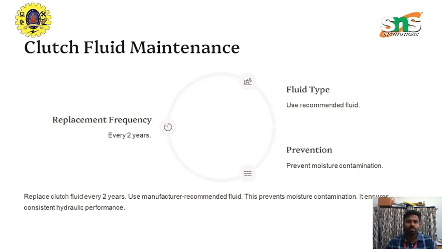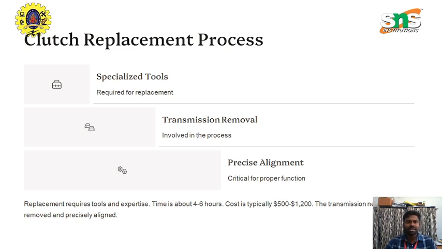Regarding replacement frequency, every 2 years we have to replace the fluids, using the fluid types recommended by the manufacturer. As a prevention measure, prevent moisture contamination inside the container. We have to do the necessary maintenance work in order to retain or restore the original performance. So we replace clutch fluid every 2 years, use manufacturer recommended fluids, and ensure consistent performance of each component.